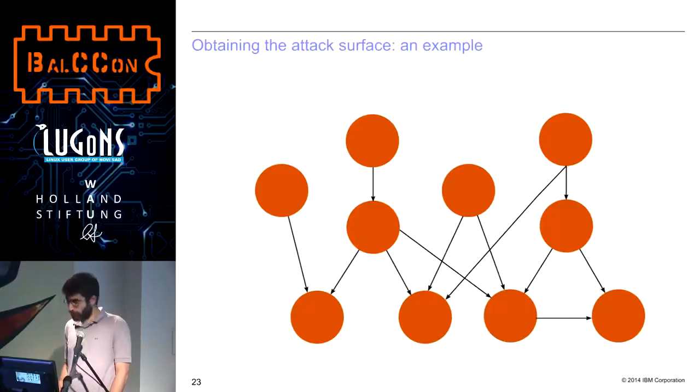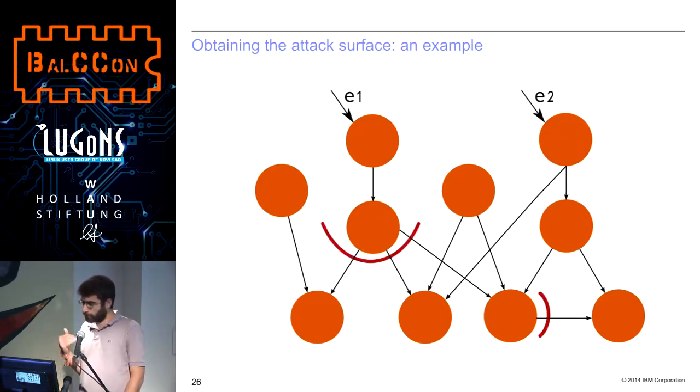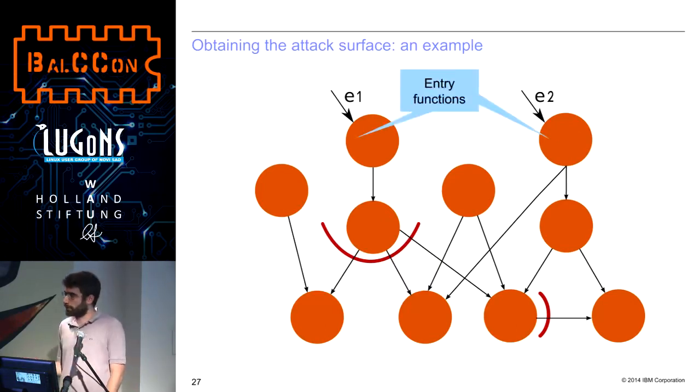So I'll go through one example. So this is a graph. Each of the nodes here can be functions, for example, functions in the kernel, and each of the edges are calls from one function to the other. So you generate that statically. And then you want to introduce entry points, E1 and E2 here. Those can be the system calls, for example, that an attacker can potentially make.